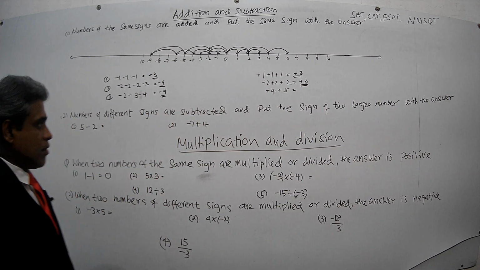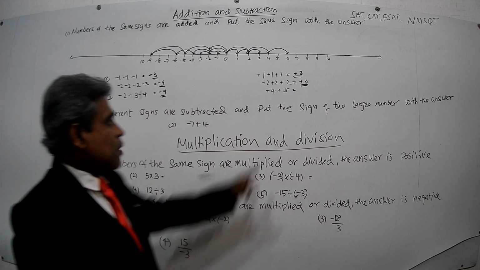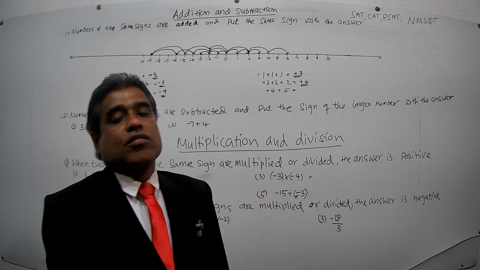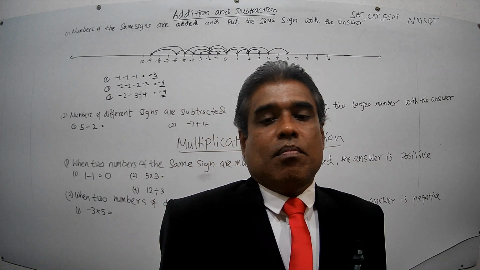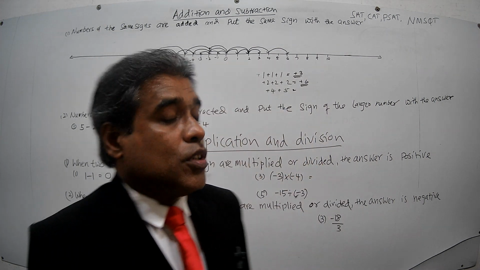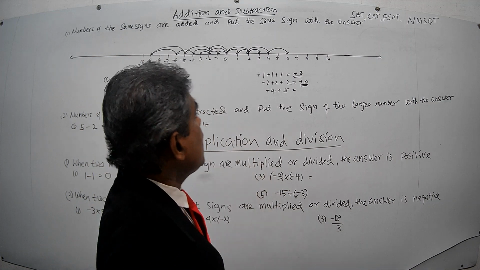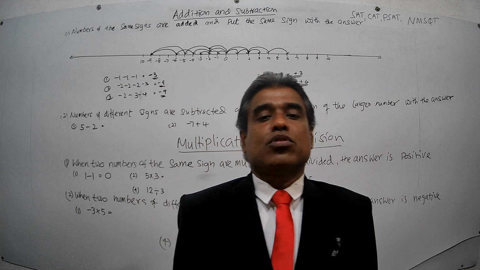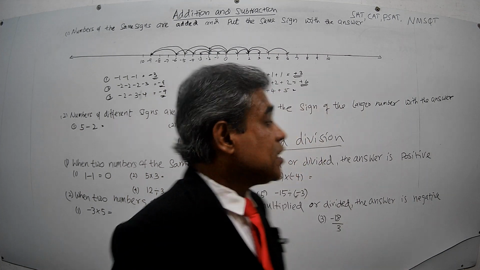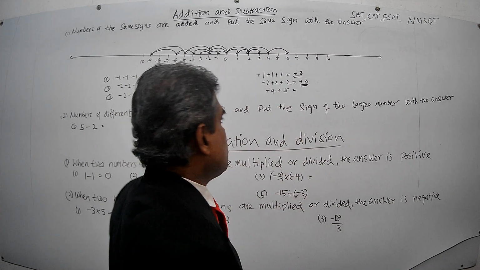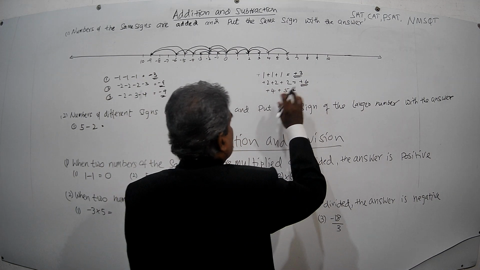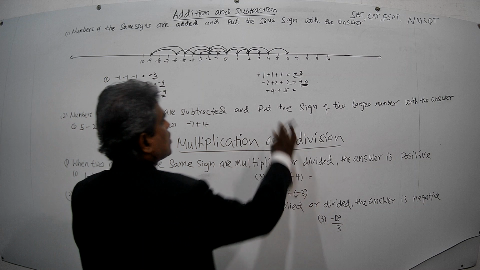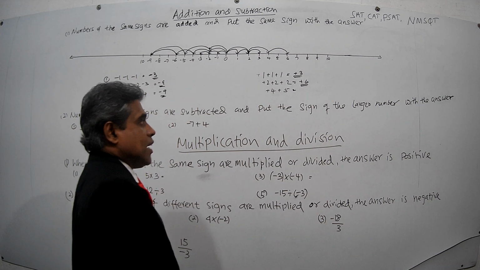Now you take another one: +4 and +5. Two numbers of the same sign. Then we add, and you get a positive answer. The rule is numbers of the same sign are added and put the same sign with the answer. Here the two numbers have the same sign, positive. Therefore, the answer will be positive 4 plus 5, 9. The answer will be positive 9.